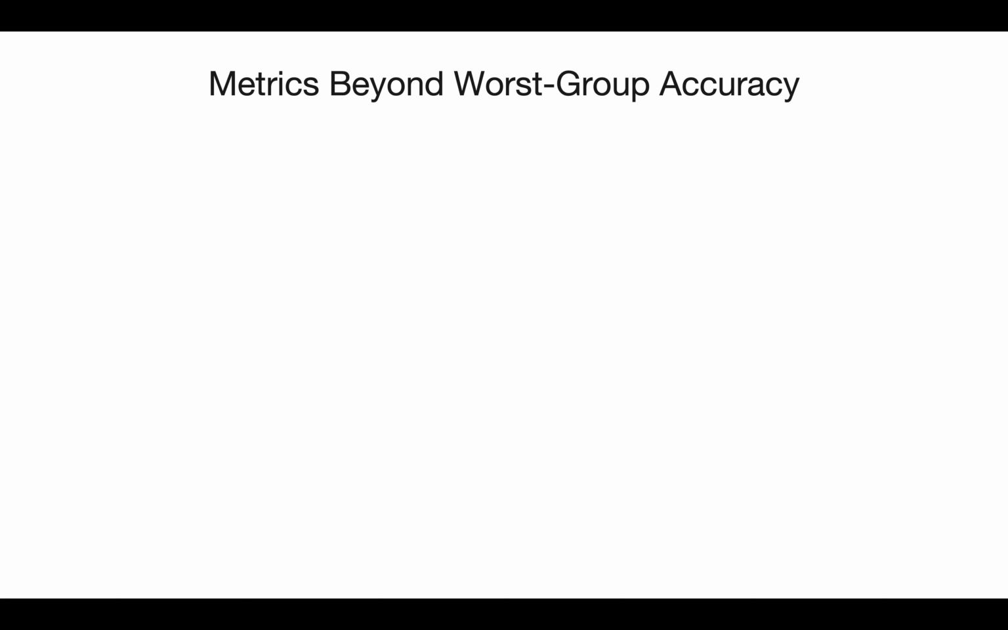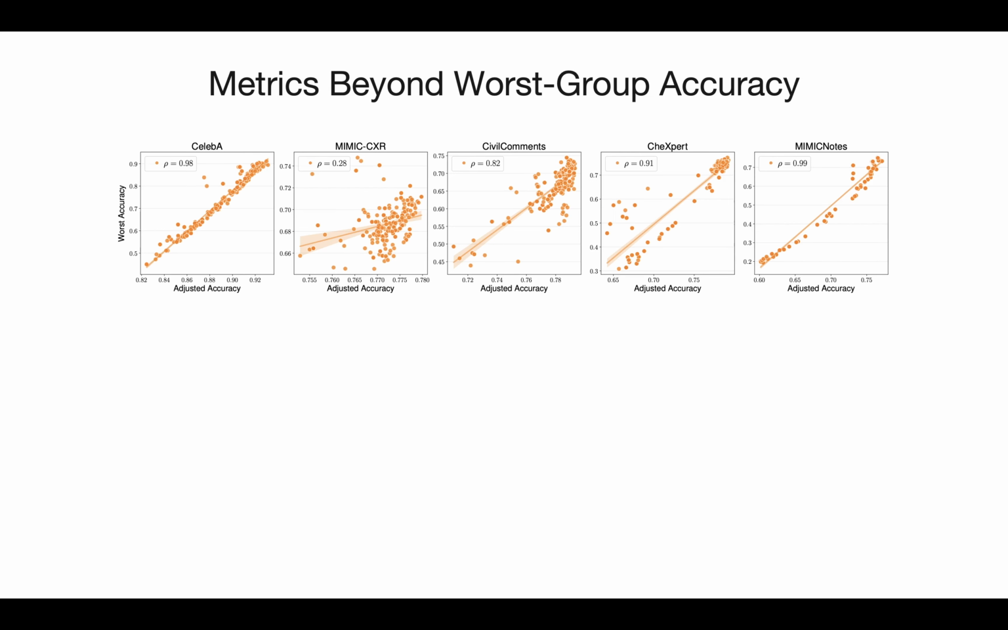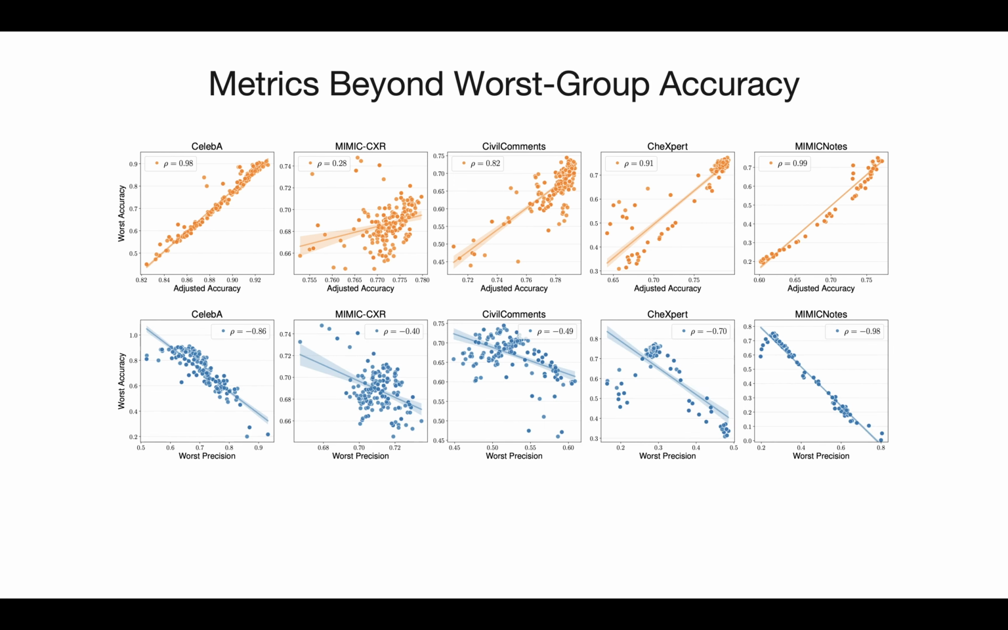Finally, we reveal the fundamental trade-off between evaluation metrics. Worst group accuracy, or WGA, is considered the gold standard in subpopulation evaluation. However, does improving WGA always improve other meaningful metrics? We first show that improving WGA could lead to improved performance for certain metrics, such as the adjusted accuracy shown here. However, if we further consider worst-case precision, it surprisingly shows strong negative linear correlation with WGA.